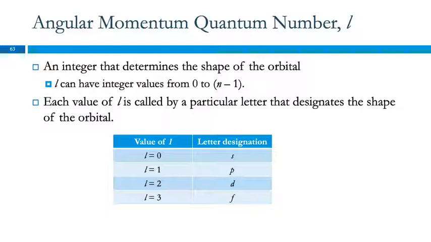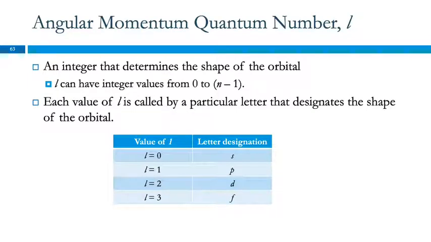And these letters are not something we made up just to make things difficult. The letters came first, and then the numbers came, and so people are just really hung up on the letters, and so we still have the letters. So if L equals 0, that's called S, and L equals 1 is P, L equals 2 is D, and L equals 3 is F.